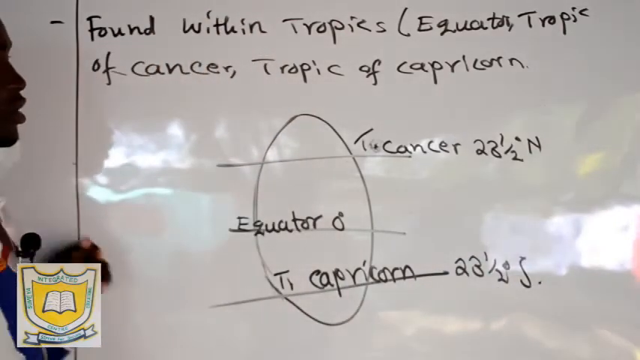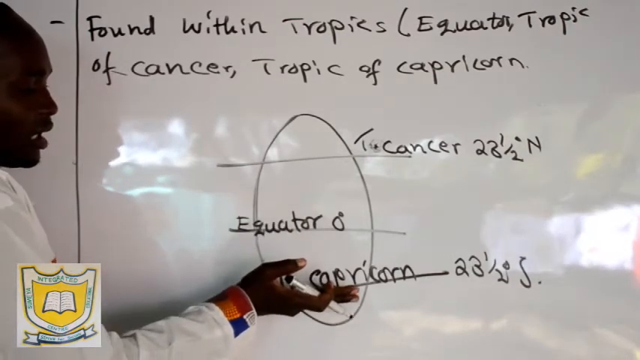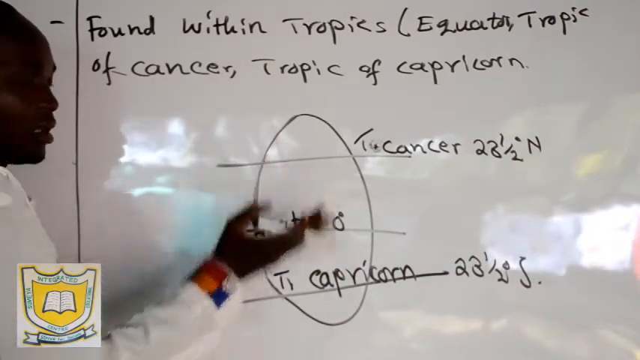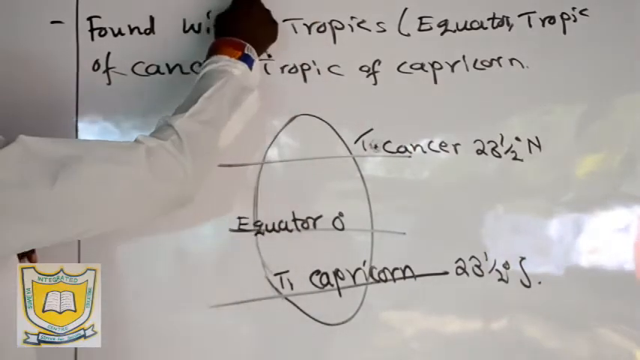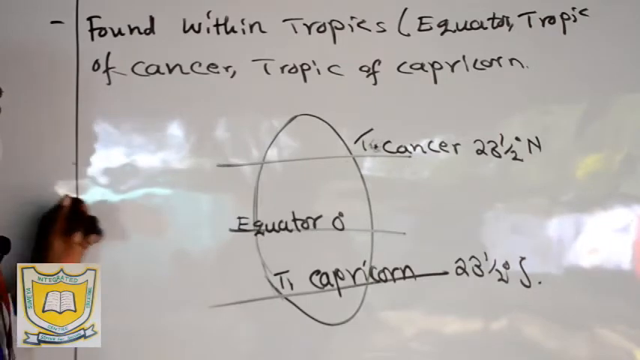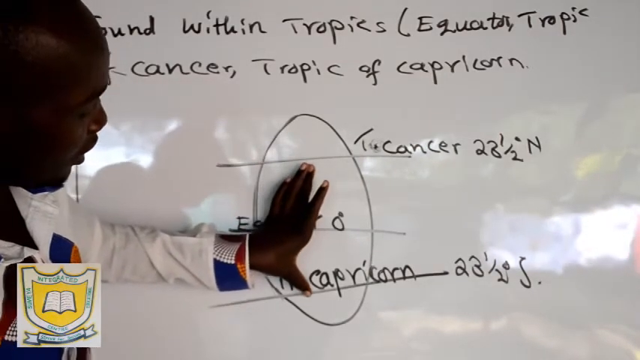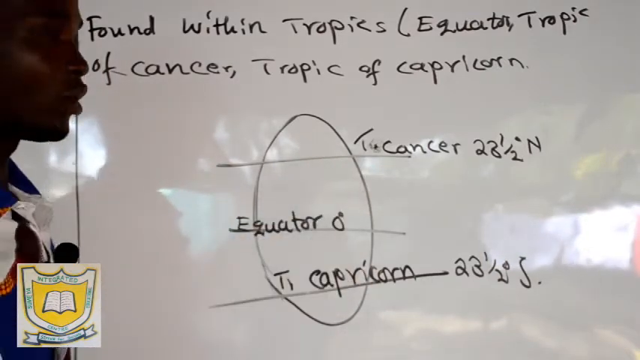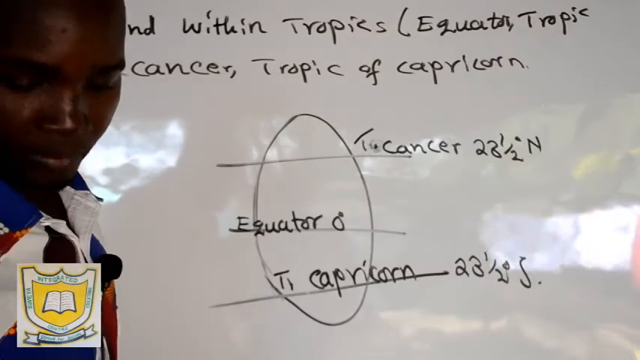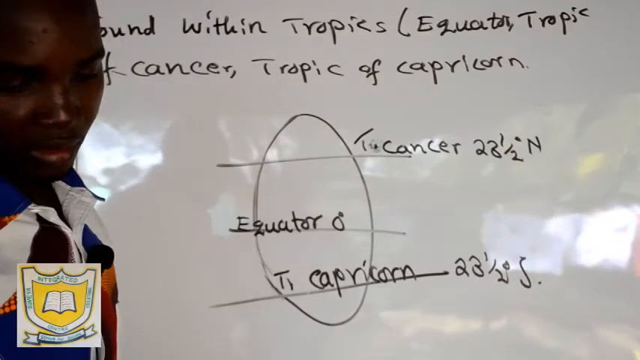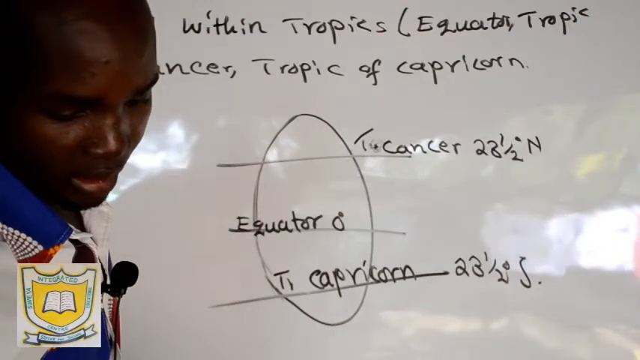So when you talk about the areas within the tropics, then we are looking at this region that is inside the tropics here. So the areas within the tropics are from here to here. These are what we call the tropical areas. They experience what we call modified tropical climate. Then the temperature varies according to the altitude.